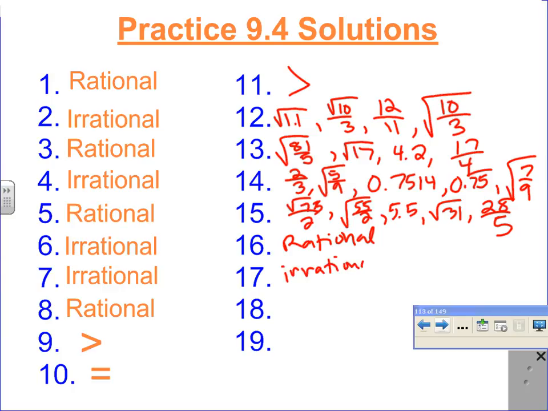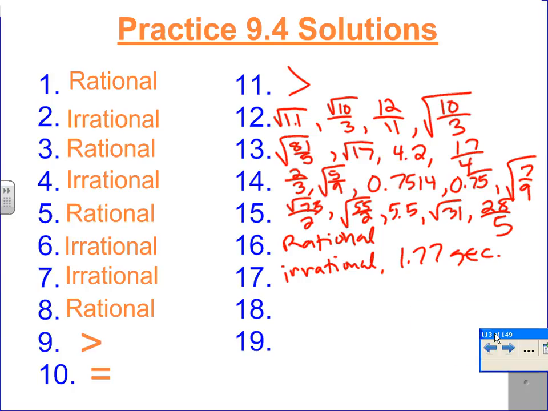Good job. Irrational, and it was about 1.77 seconds. Number 18, yes or no really is all we need. Jackie, what'd you get for 18? Good. That one is yes, and I can explain that further if you guys need me to. And then 19, you just had to put this on the number line.